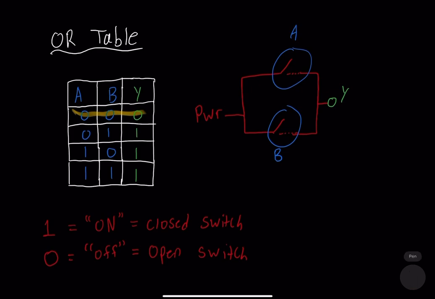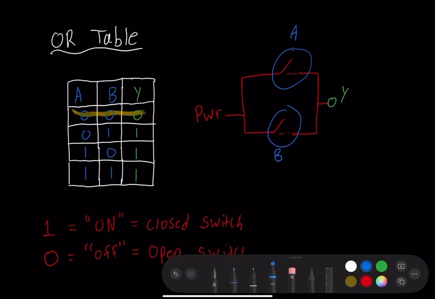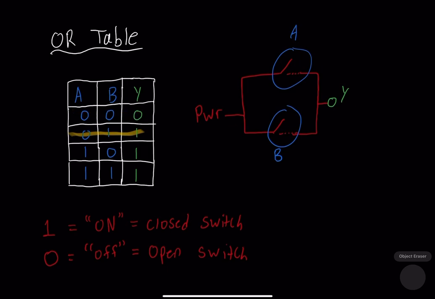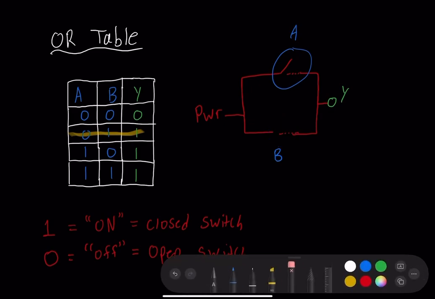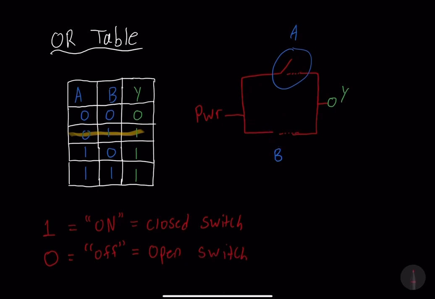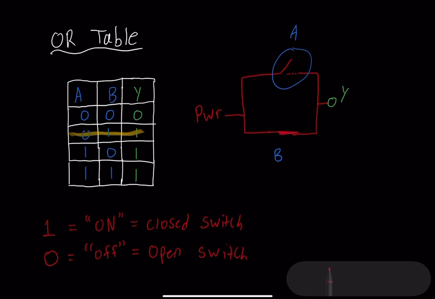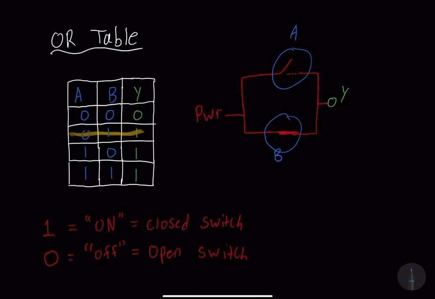That's the first case. The second row shows A equals 0 and B equals 1. A equals 0 means off, and off equals open switch, so A will remain open, and B will close. Notice how when we close the B switch, we now have a bottom path connecting straight to Y. Because we have a bottom path connecting straight to Y, Y will equal 1 as well. So that's kind of nice.